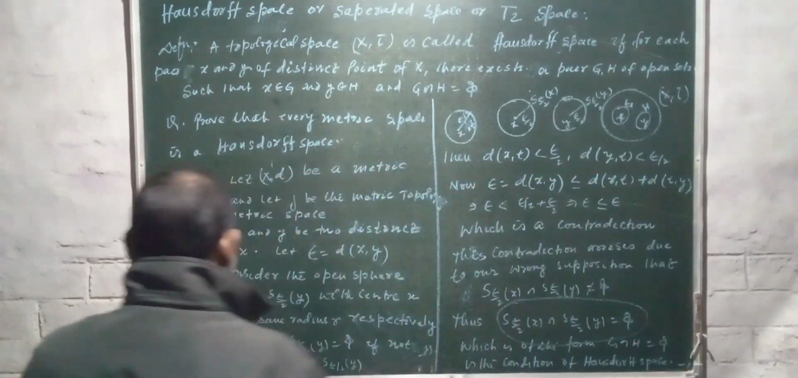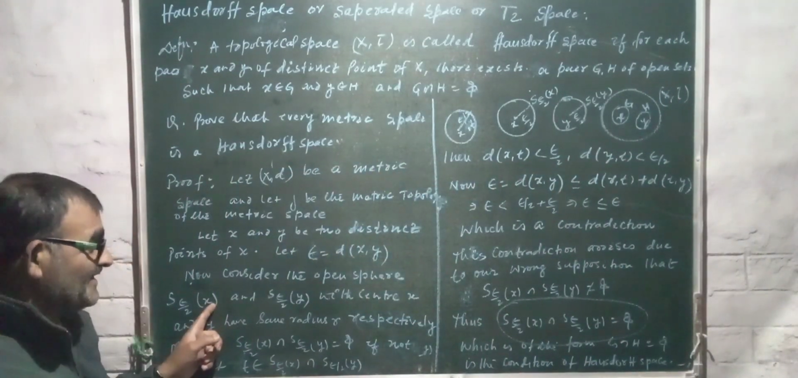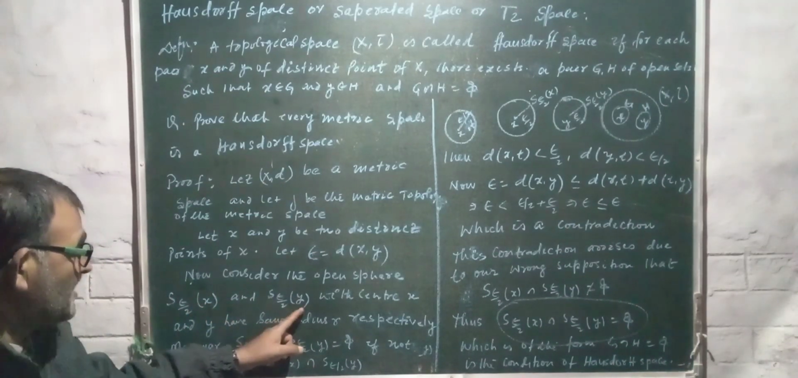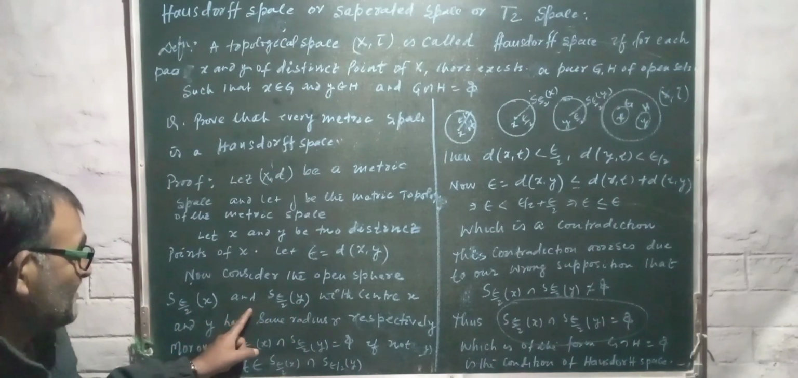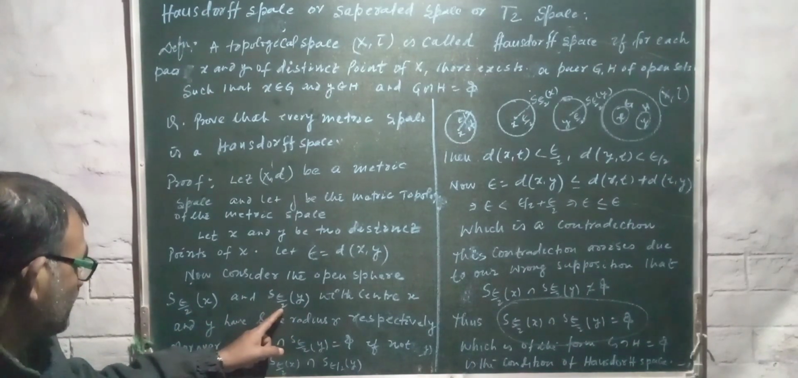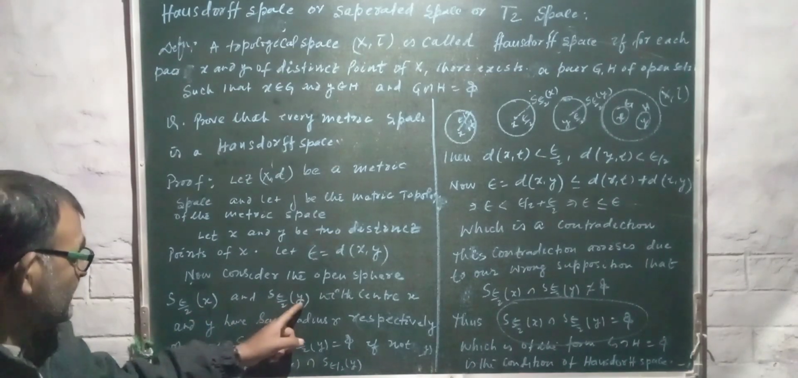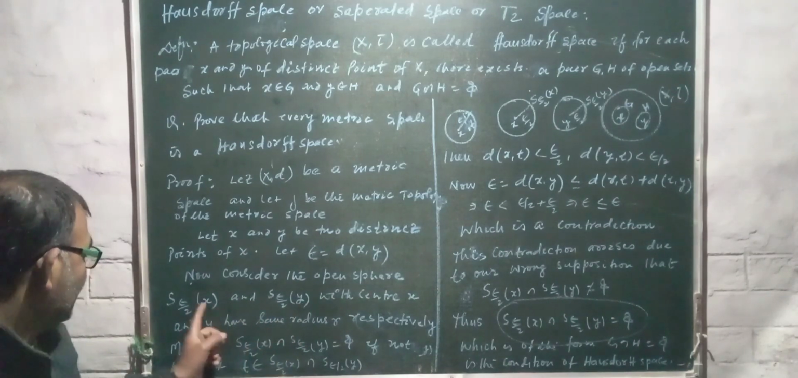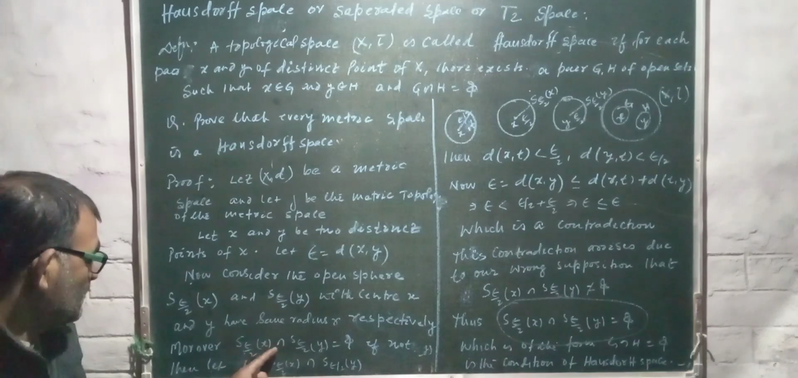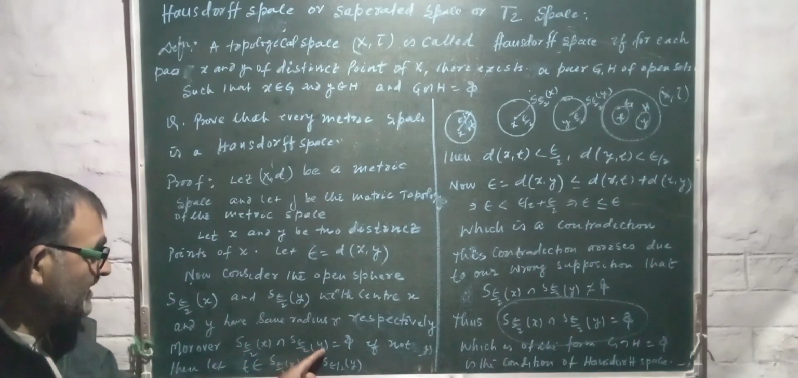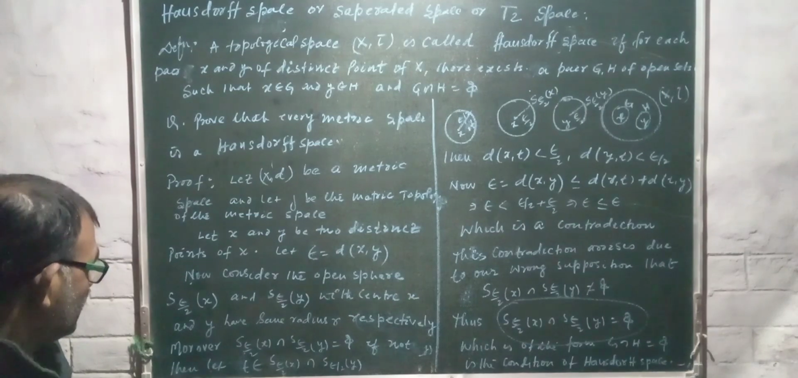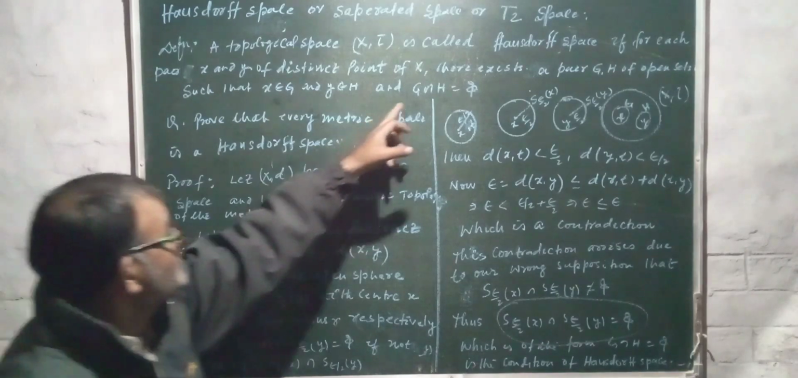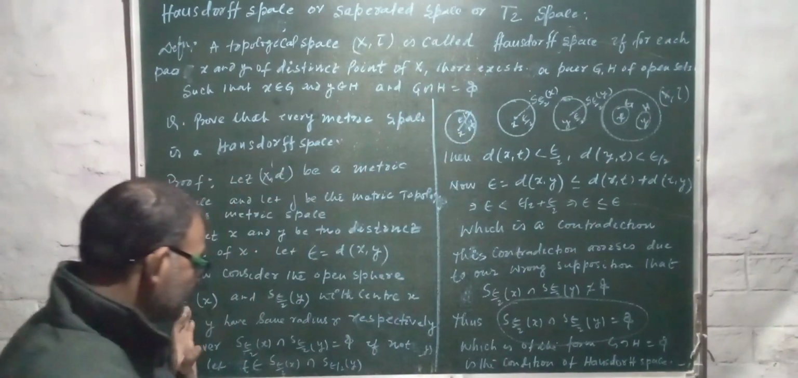We must have studied in metric space that every open sphere is an open set. So S(epsilon/2, x) and S(epsilon/2, y), which are two open spheres, are open sets. Since x and y are distinct points, these are two distinct spheres, so there is no common point among them. So S(epsilon/2, x) intersection S(epsilon/2, y) is equal to the empty set. It is proved that G intersection H is the empty set. So it is a Hausdorff space.